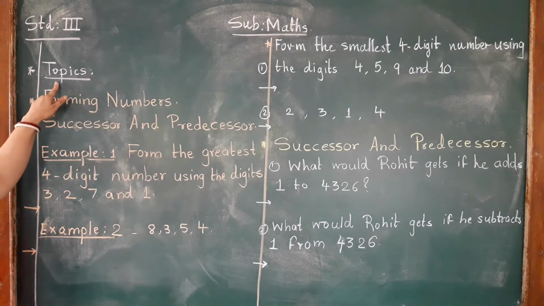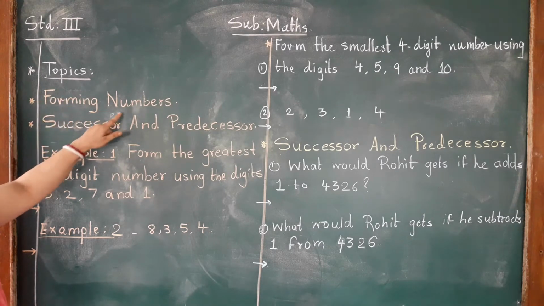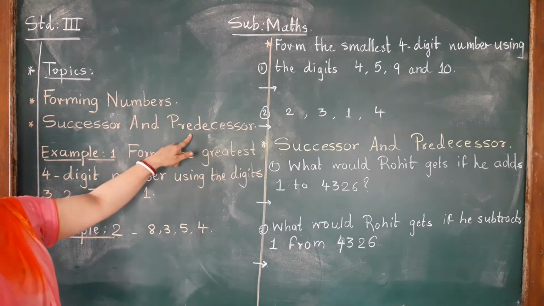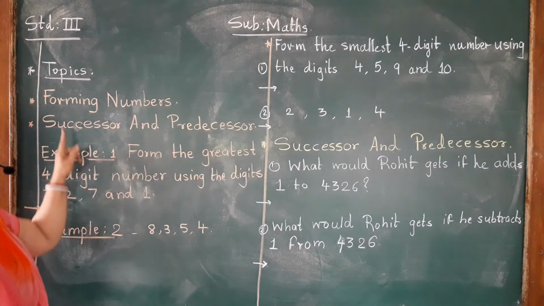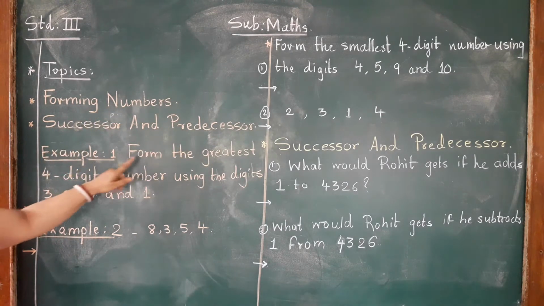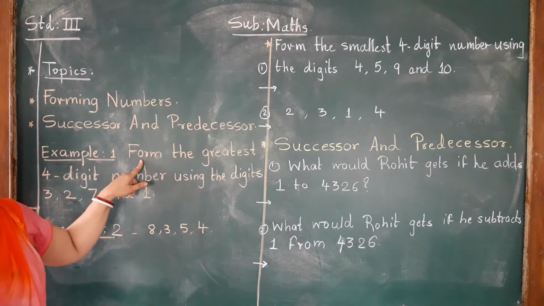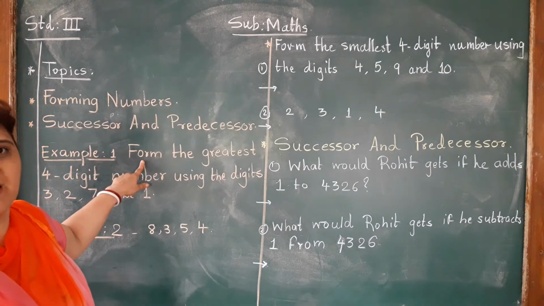Children, today we are going to cover two topics, that is forming numbers and successor and predecessor. So let us start with the first topic, that is forming numbers. Children, what are we going to learn in forming the numbers?